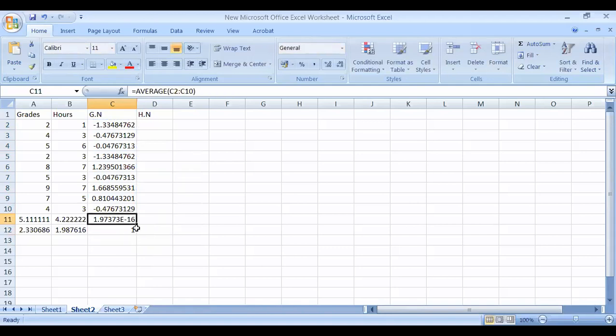Don't look at this big number. This is actually e raised to minus 16, so 10 raised to minus 16. This is almost equal to zero, right? Okay, then let's normalize the hours.